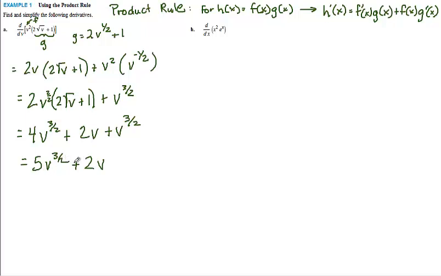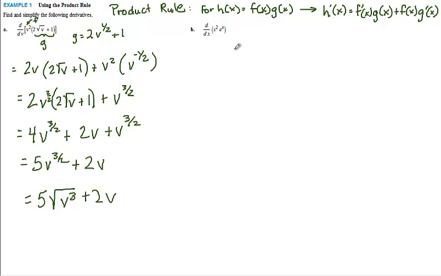Now I've said before, what you really need to do is leave your answer in terms of how it was given. Since this is given as a radical, I'll write this as 5 and then square root of v to the third plus 2v. And that'd be typically how you'd leave your answer.